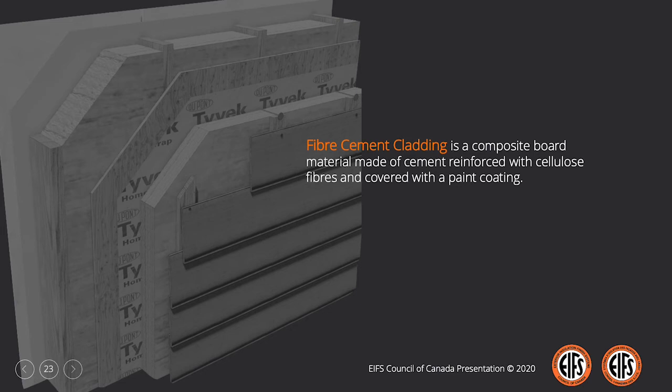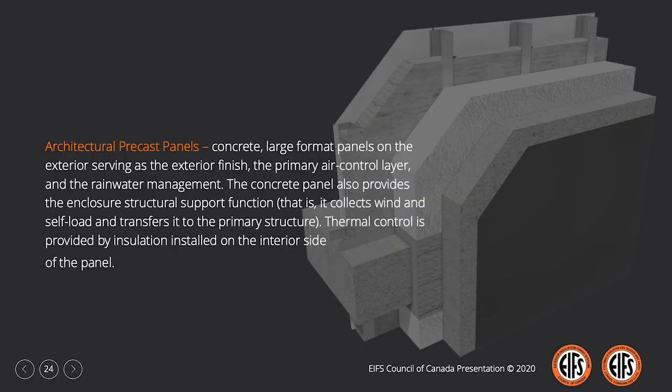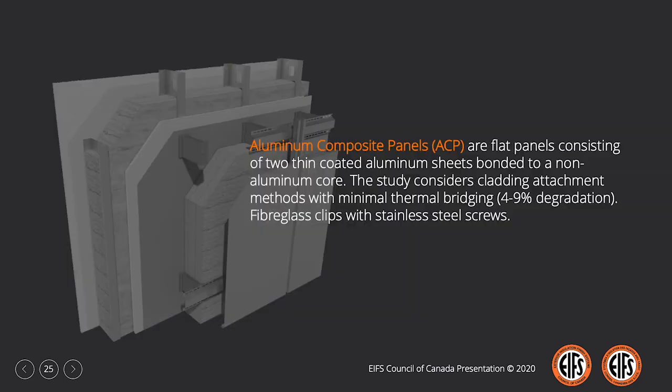Moving now to the commercial context, we have architectural precast panels. These are large format precast panels providing all of the control functions as well as structural supports. Aluminum composite panels represent our fourth alternative in the commercial context.